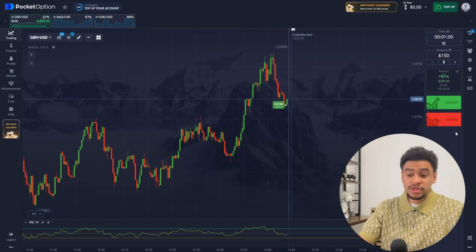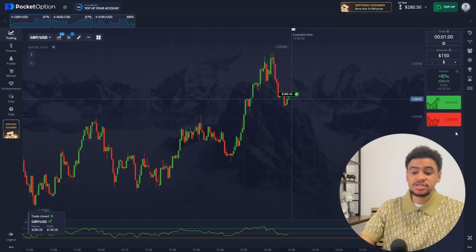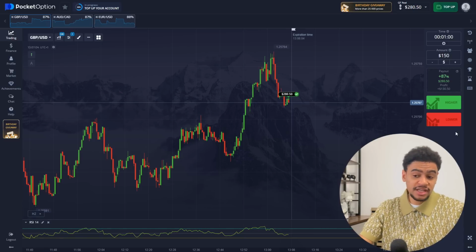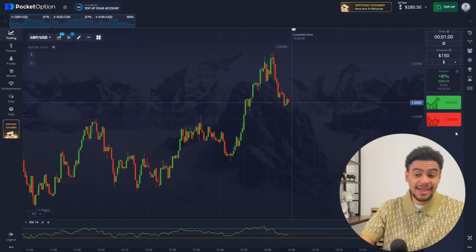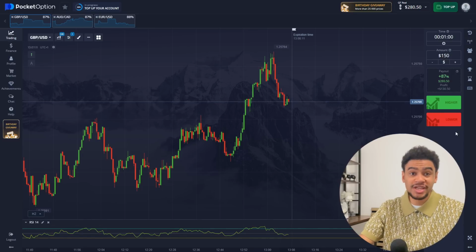Honestly, way less movement than I expected, but it seems like we get a win unless something unexpected happens. No, we're good. We get $280. This was a $130 trade, and thanks to high payouts, we are able to almost double our trading amount, which is once again very important.